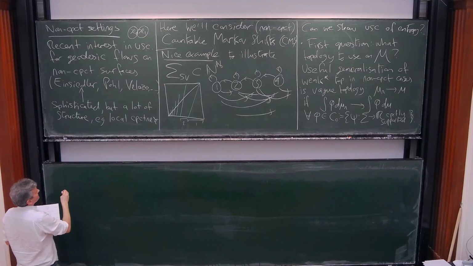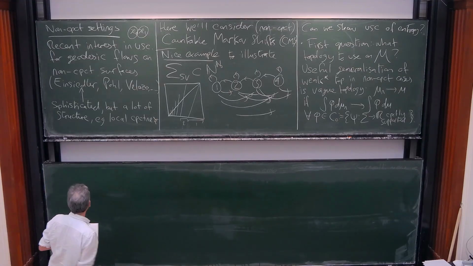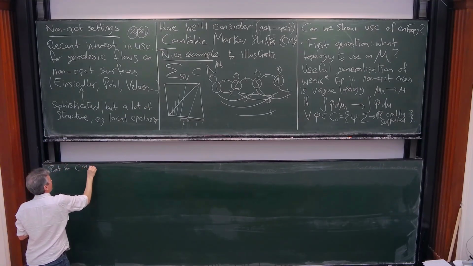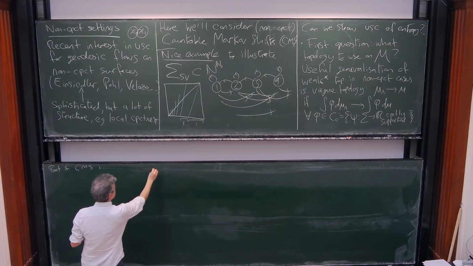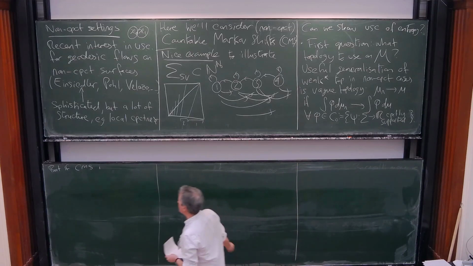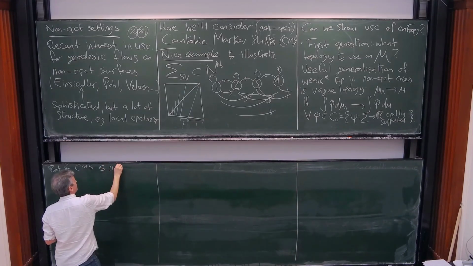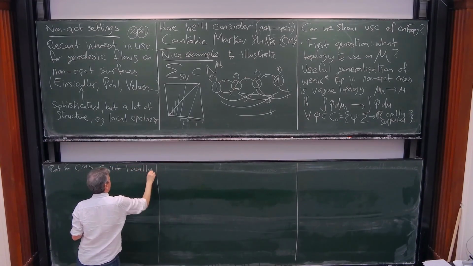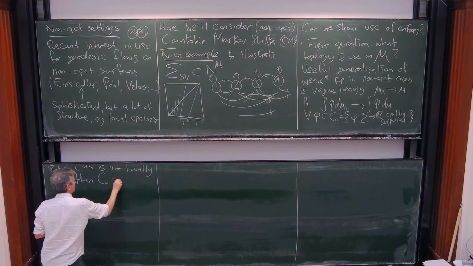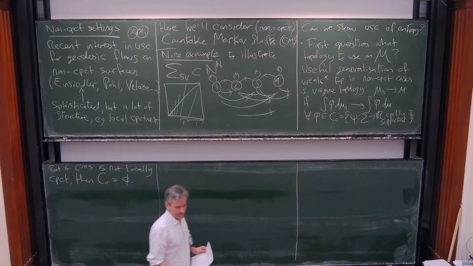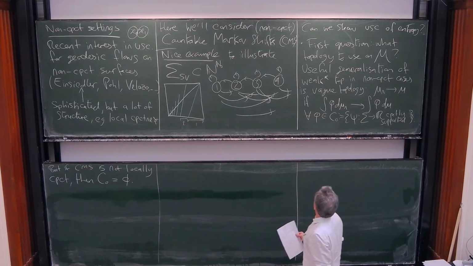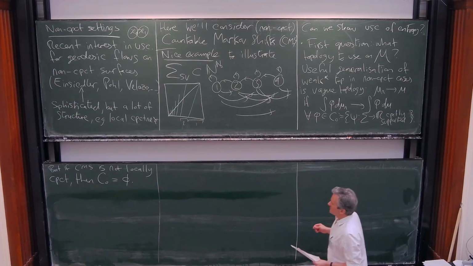So the problem is, if you're not locally compact, then this set C0 is bad. If the space is not locally compact, then C0 is actually empty. It's kind of surprising, I would say, well, if you don't think about it for very long.